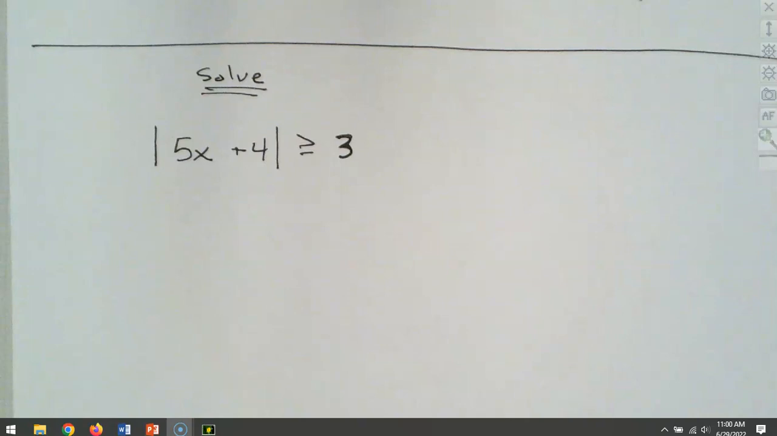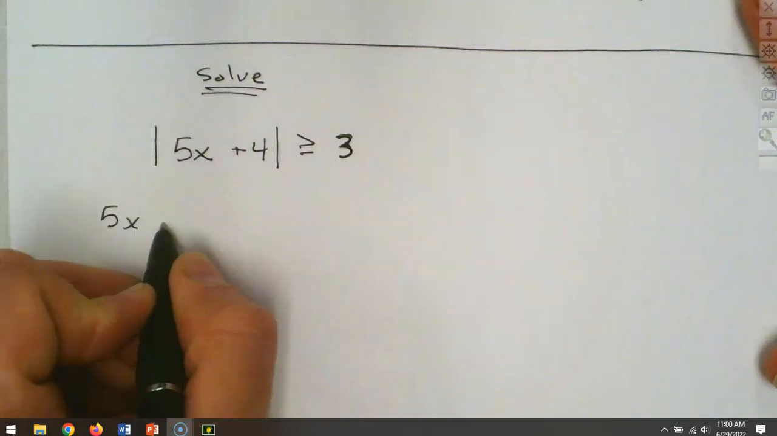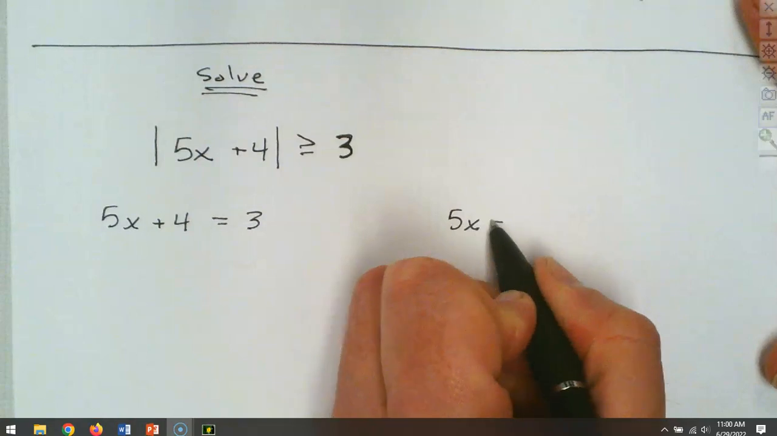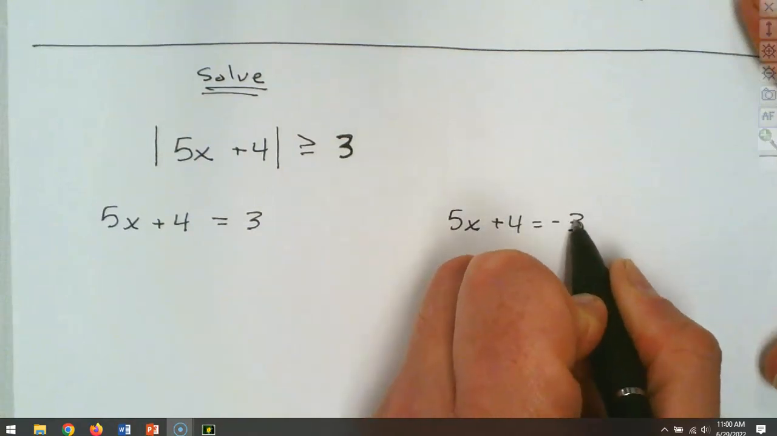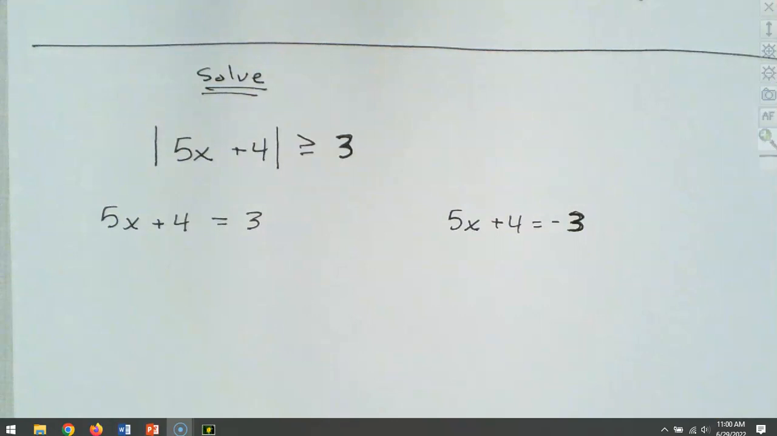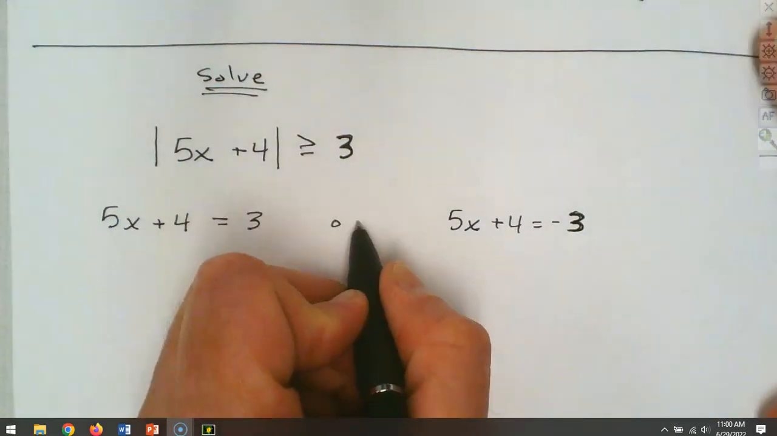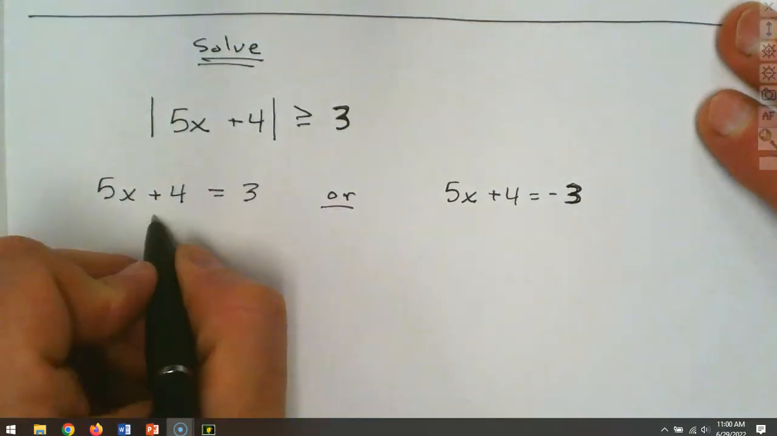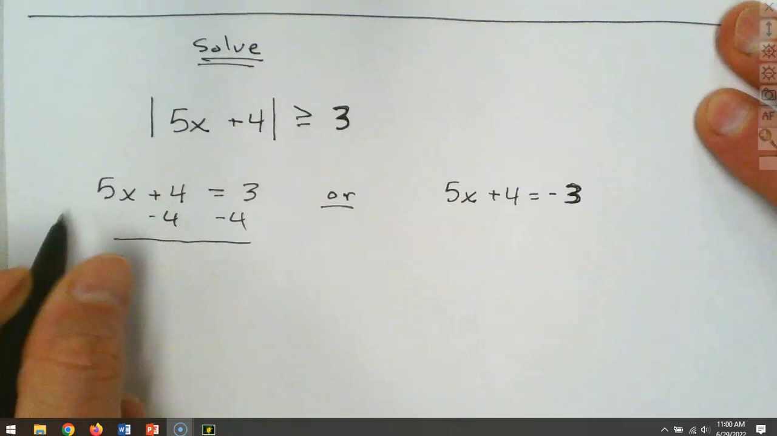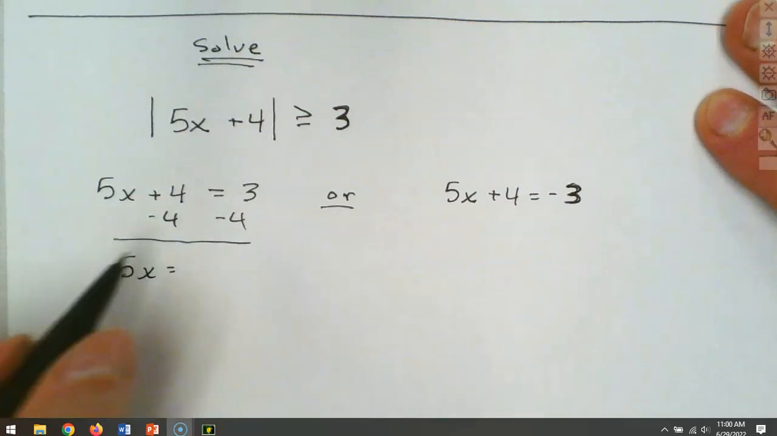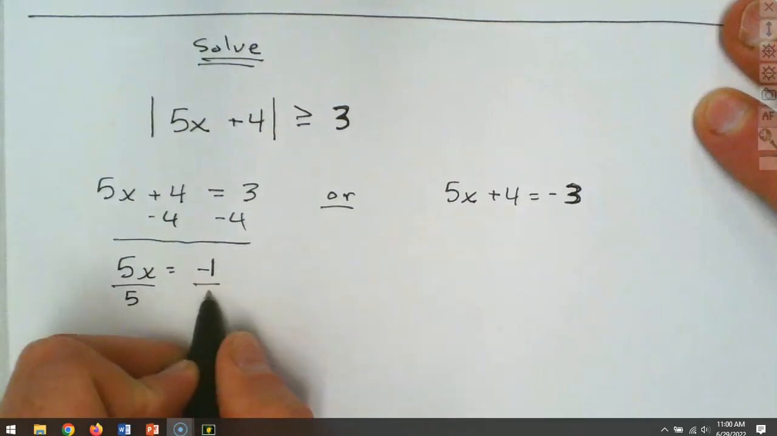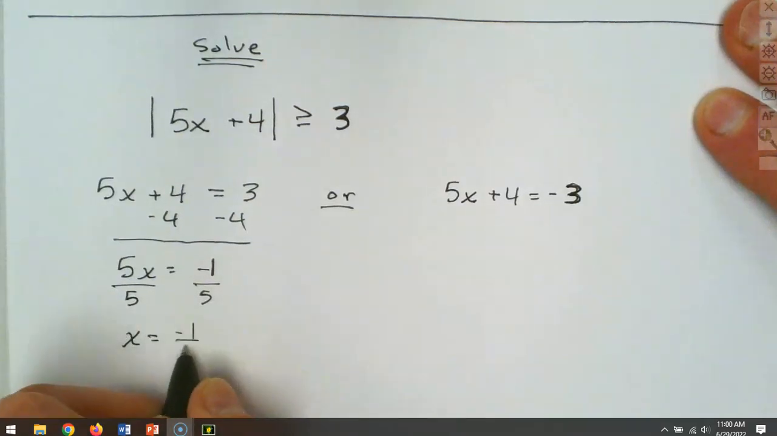So first off, it's an inequality, and so we're still going to go ahead and get our two solutions. So we're going to break this up into it equaling a 3, and we're going to break this up into it equaling a negative 3. Okay. Nothing new here, just like we did the equals before. Now we simply move that 4 over. And so now we've got 5x equals, when you distribute through, a negative 1. Divide by our 5. And we now have x equals a negative 1/5.